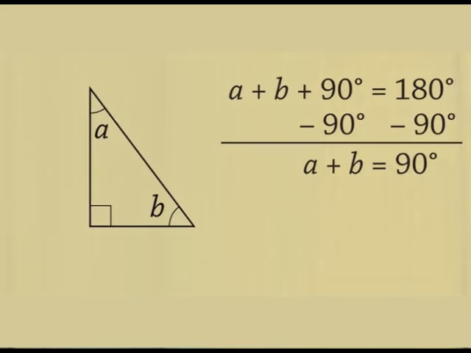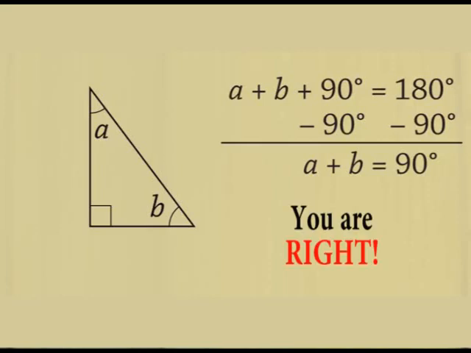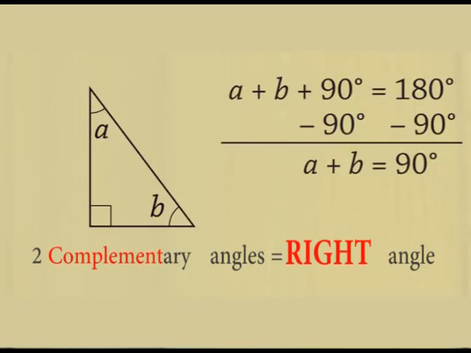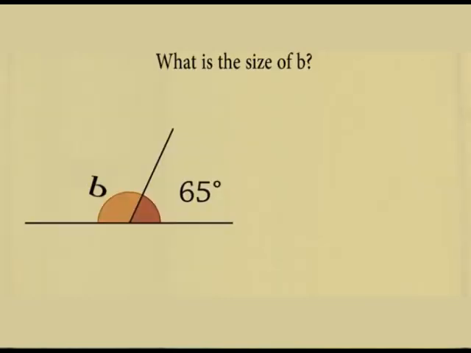An easy way to remember this: if someone says something and you completely agree with them, you might say, "You're right." That's much like a compliment, and two complementary angles make a right angle. For example, suppose these two angles are complementary. What's the size of angle B?